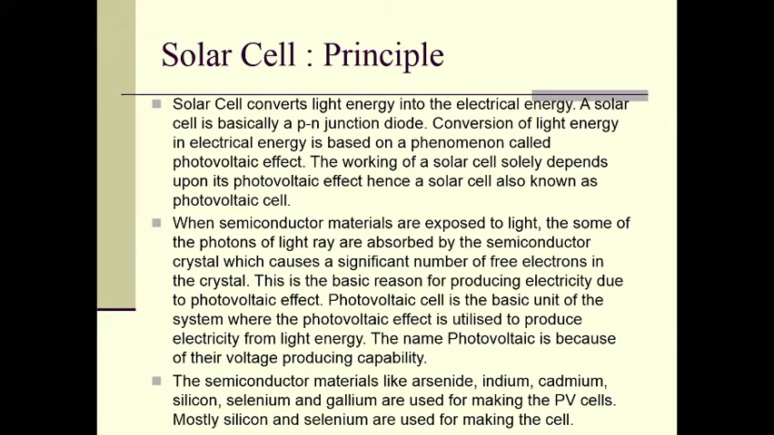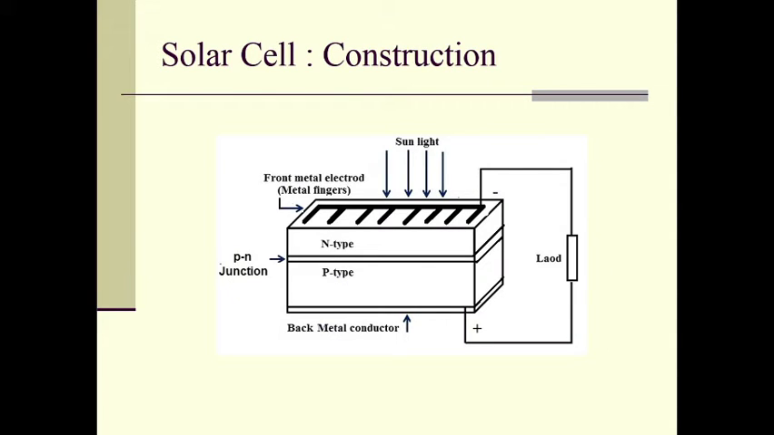Semiconductor materials like arsenide, indium, cadmium, silicon, selenium and gallium are used for making the PV cells. Mostly silicon and selenium are used for making the cell. So let us study the construction of the solar cell.